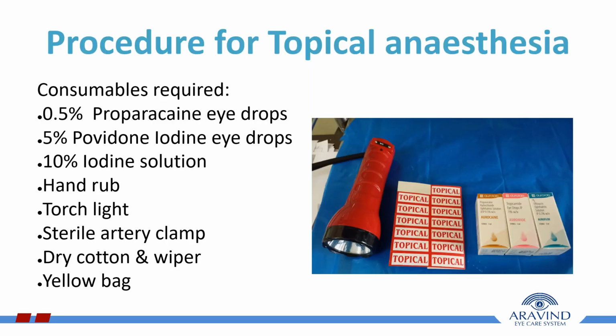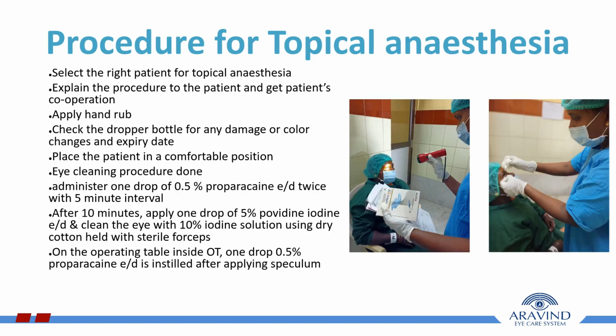Procedure for topical anesthesia. Consumables required are 0.5% proparacaine eye drops, 5% povidone iodine eye drops, 10% iodine solution, hand rub, torchlight, sterile artery clamp, dry cotton and wiper, and yellow bag.